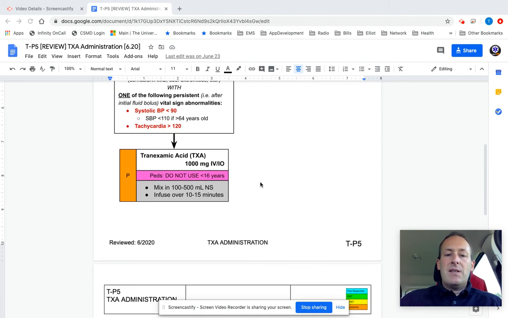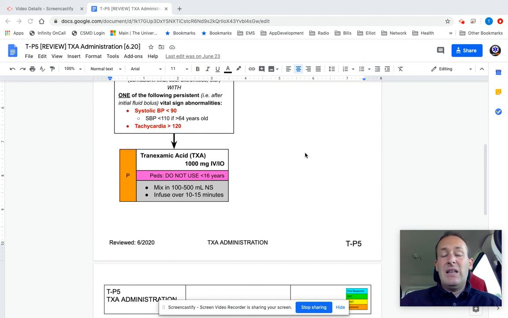As far as the TXA itself, it's very simple dosing. It's 1 gram, or 1,000 milligrams, which should come in a vial. The biggest thing is you want to dilute that in a bag of saline, 100, 250, 500, whatever you carry on the truck. Put the gram of TXA in the bag of saline and run it in over 10 to 15 minutes, because the major side effect of TXA is hypotension if it's pushed too fast.